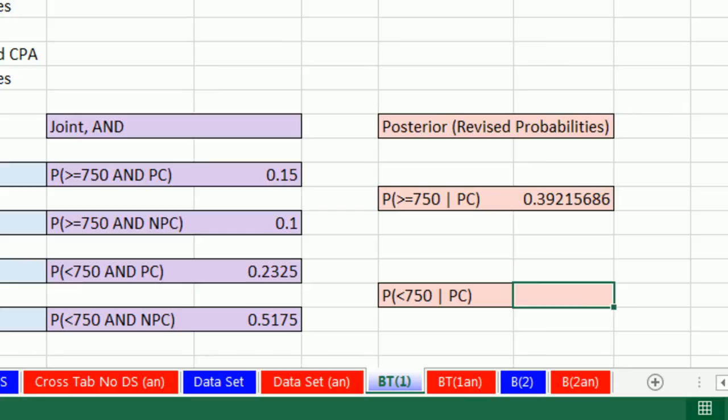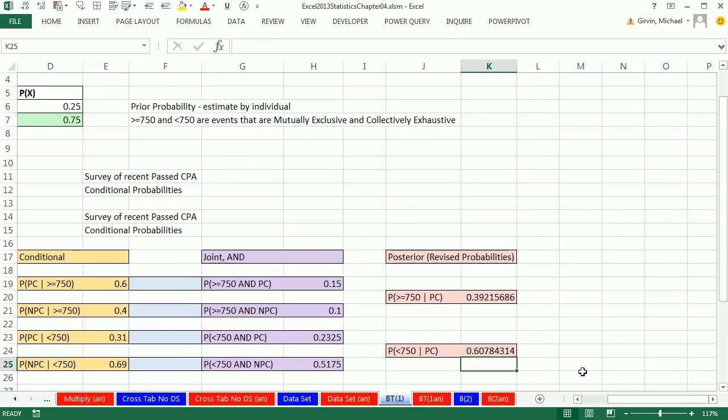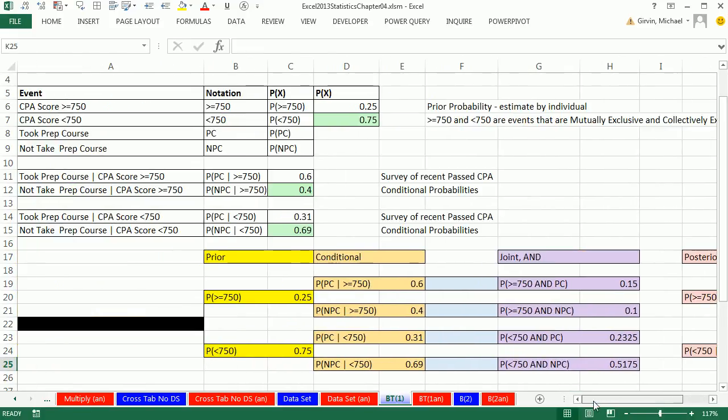We could also do the same here. This is not pass, given that we took that prep course, so we're going to take this one. This is the not pass and took a prep course, divided by the same sum of the same two values. Close parentheses and enter. That's doing a tree diagram or probability tree.